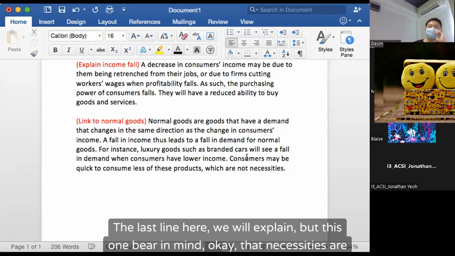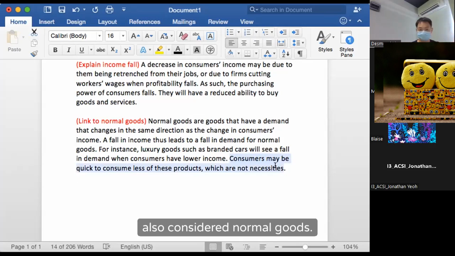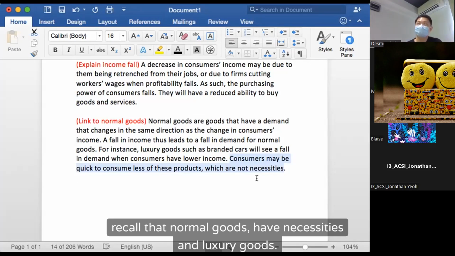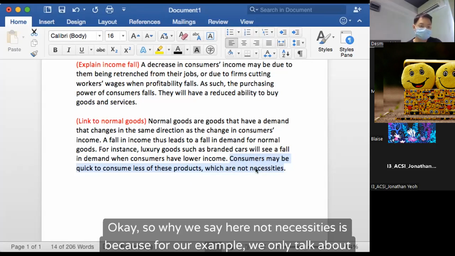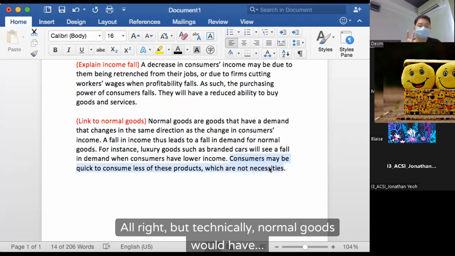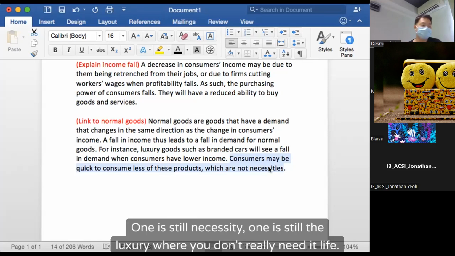The last line here we will explain, but bear in mind that necessities are also considered normal goods. When you recall back to the YED concept, the income elasticity, we recall that for normal goods you have necessities and luxury goods. Why we say here not necessities is because for our example, we only talk about luxury, we didn't include necessities. But technically, normal goods will have two types: one is necessity, one is luxury, where you don't really need it in life, it's good to have.